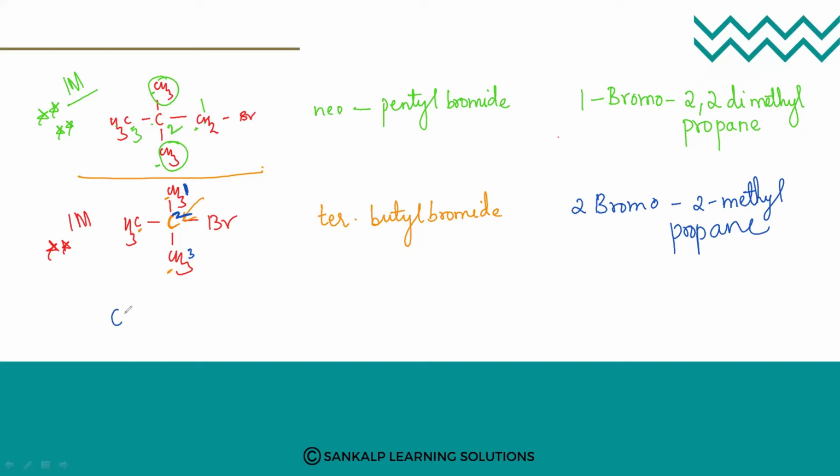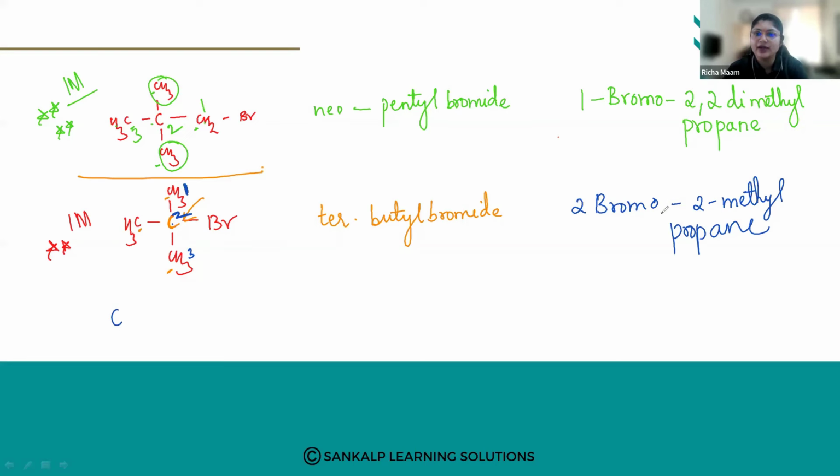Next. Go to number chain, ma'am. Huh? What happened? See, okay, let me explain if you did not understand. Now when I'm writing the numbering here, tertiary butyl bromide is understood because the carbon is attached to 3 other carbon atoms. So it is a tertiary carbon. The number of carbon atoms is 4.